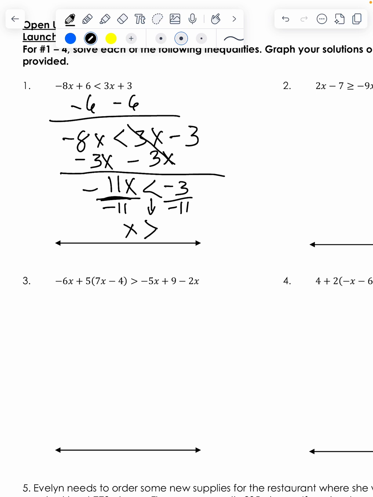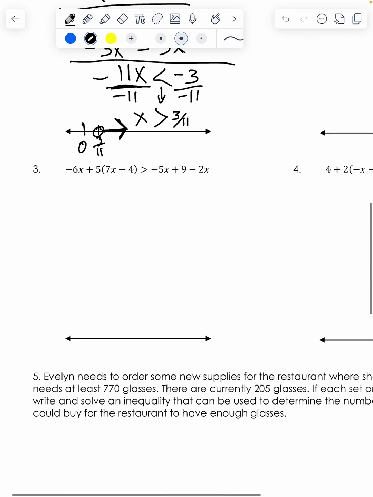See how I just made it change directions? And then we divide negative 3 divided by negative 11. Well, that's just 3 over 11, right? And then we can graph that down here and have no problem. Here's 0. We'll call that 3 over 11. It's an open circle, and x is greater than. And so that's simple, and it works exactly like an equation. You can distribute, you can combine like terms.